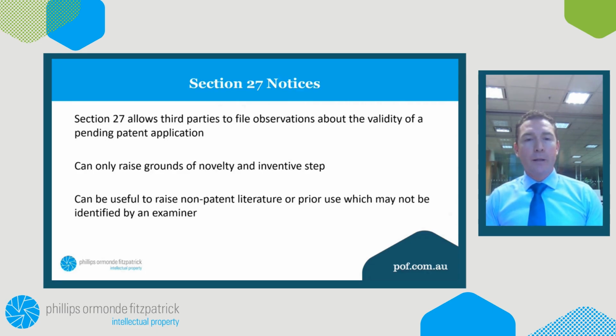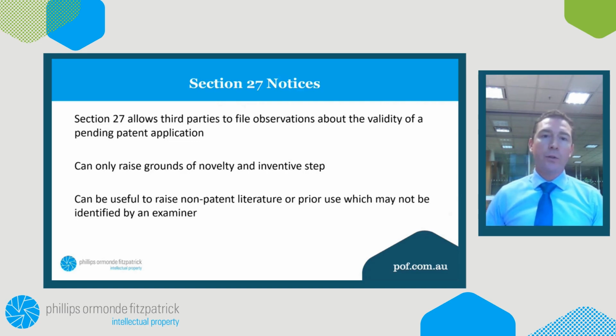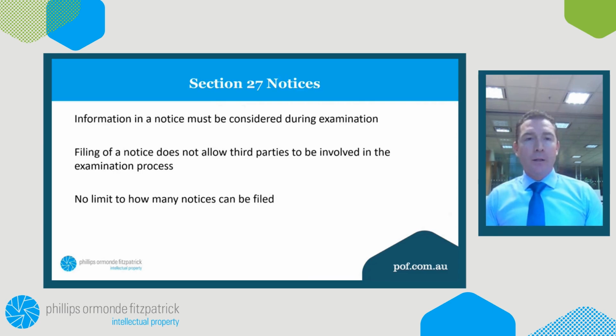Where non-patent literature is relied upon, it's also important that the notice include evidence as to the date of publication or use of that information. Under the Australian patent regulations, any information set out in a Section 27 notice must be considered by the examiner during examination. However, it's up to the examiner to determine what use of that information they will make, and they may decide not to raise an objection based on information in the notice, and the person who files the notice has no further involvement in the examination process once it's been filed.